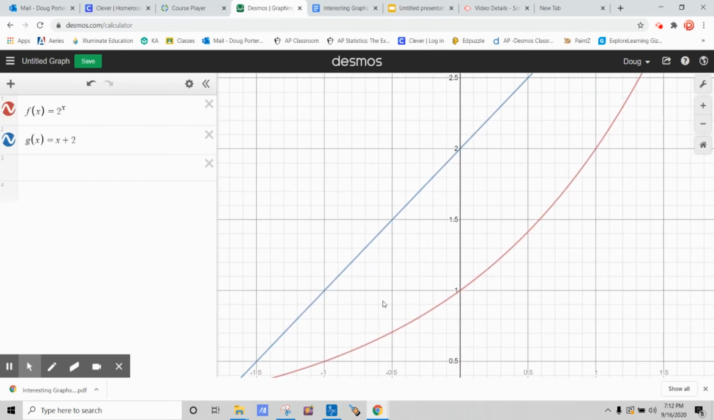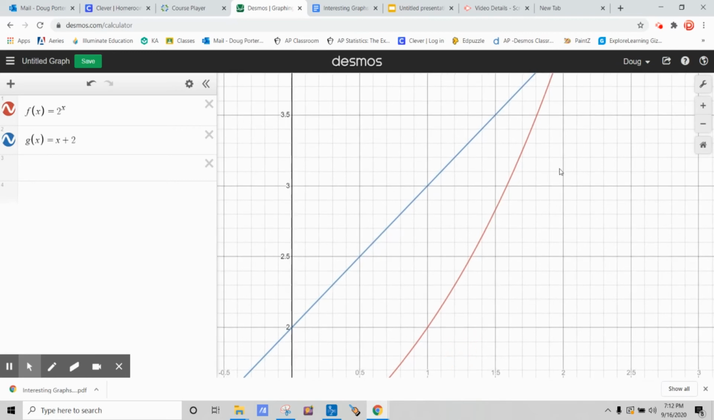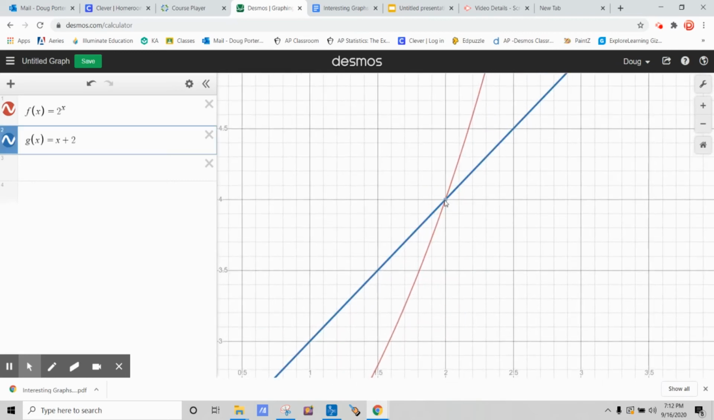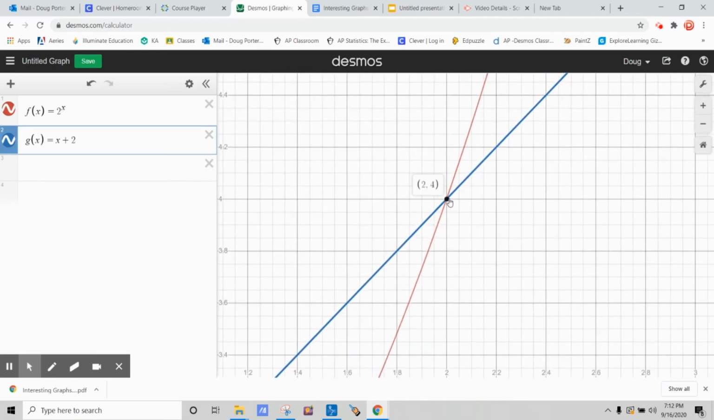And then eventually, if you keep subtracting them, right there is that other point of intersection I was talking about, 2, 4. Both f of x and g of x, when x is equal to 2, will have a y value of 4. So therefore, when you subtract 4 minus 4, it will be equal to 0. So that is a point of intersection as well.